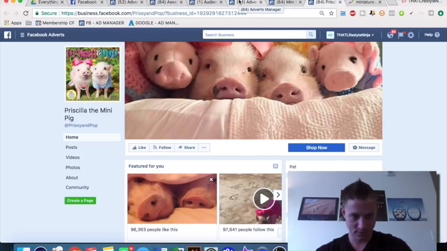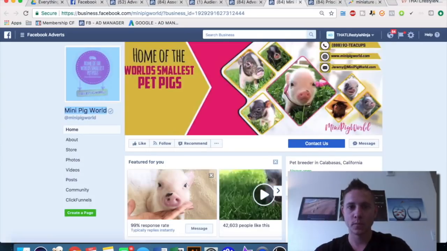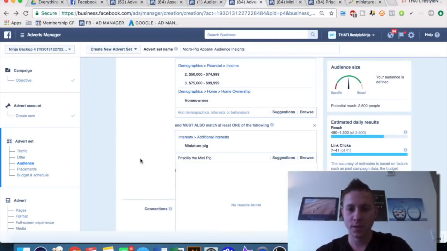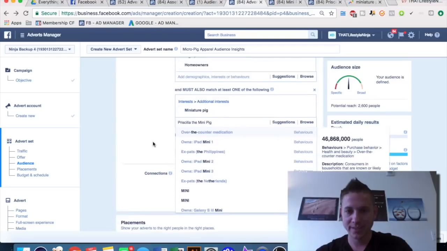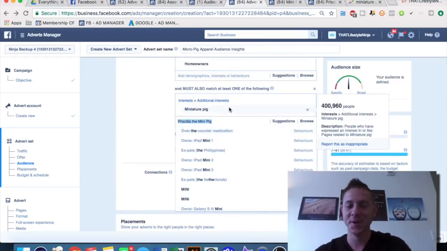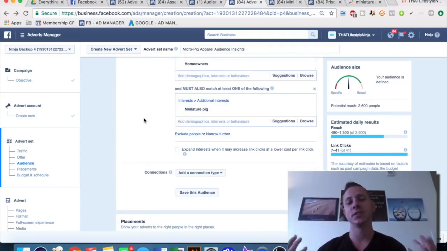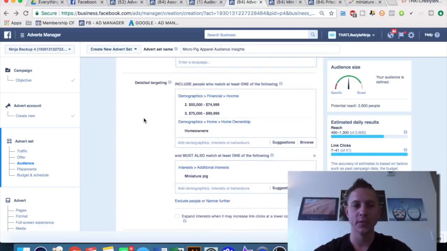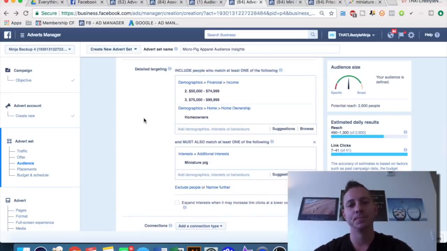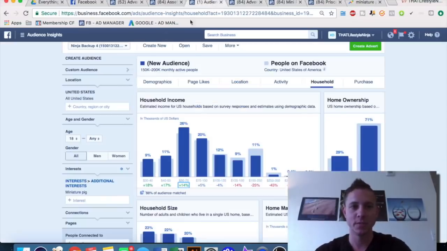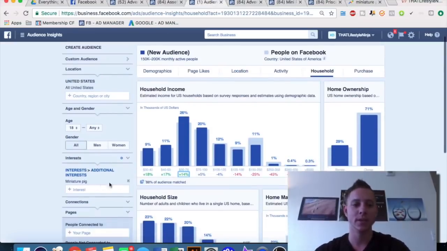Let's see if Priscilla the mini pig is going to be in there. So let's go Priscilla the mini pig. And it's suggesting over-the-counter medication. So we're not going to do that one. So that's just a thing you have to live with Facebook. I will show one more example with Audience Insights really quick, just to show you guys that normally it does work.